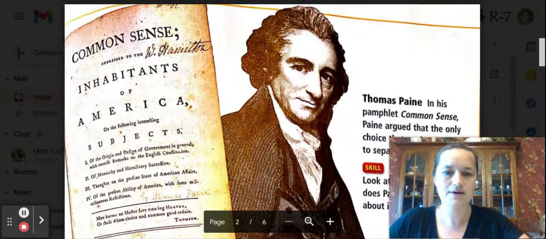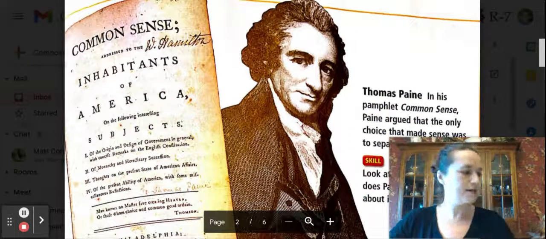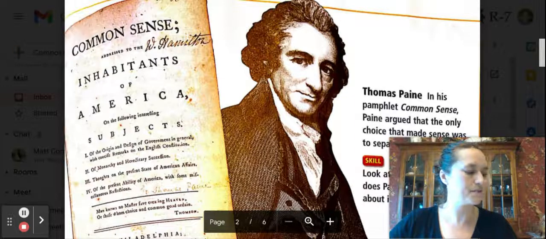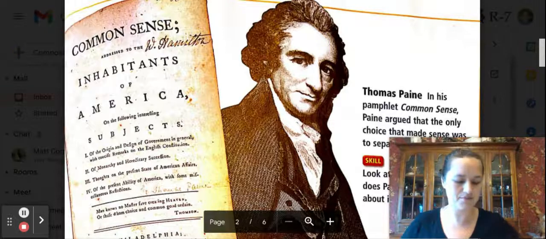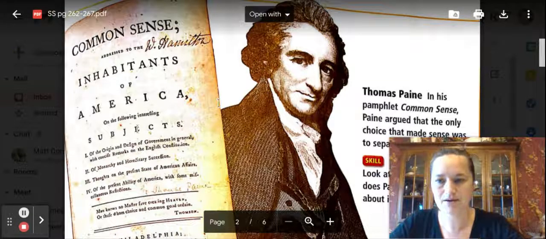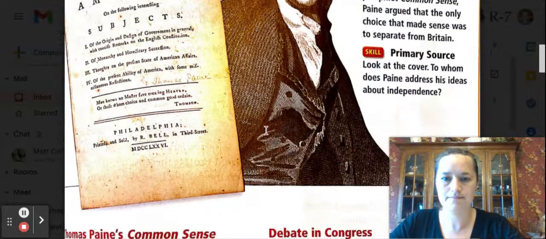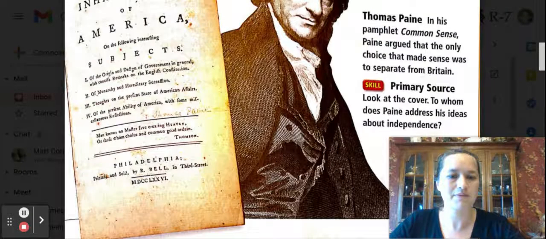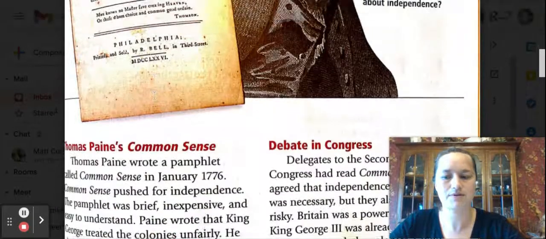So next we're going to talk about Thomas Paine and the article Common Sense. In his pamphlet, Common Sense, Thomas Paine argued that the only choice that made sense was to separate from Britain. So you can see the cover of his pamphlet right here. Who is Thomas Paine addressing his ideas about independence to? It says, addressed to the inhabitants of America. So he's addressing it to the people who lived in America.